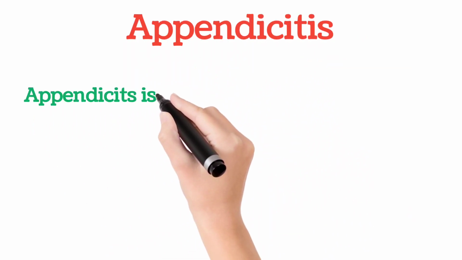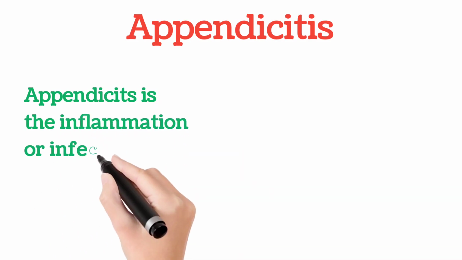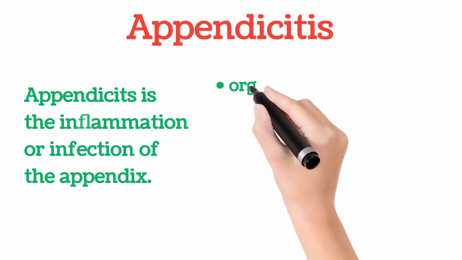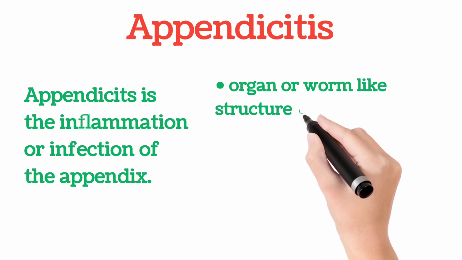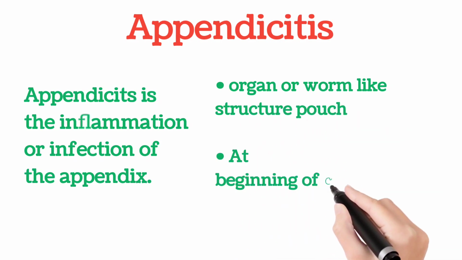Appendicitis. Appendicitis is the inflammation or infection of the appendix. It is a worm-like structure organ at the beginning of the caecum. This is the structure of the appendix as you can see in this picture.